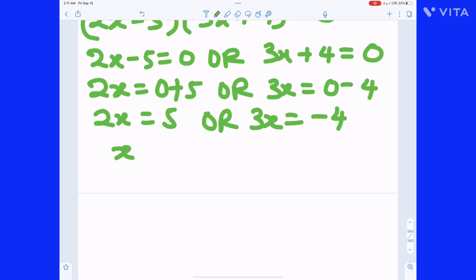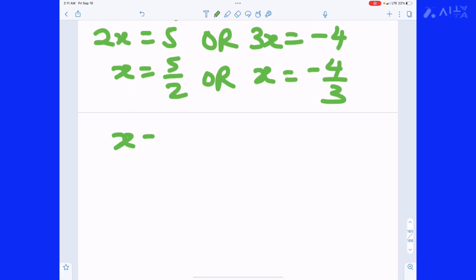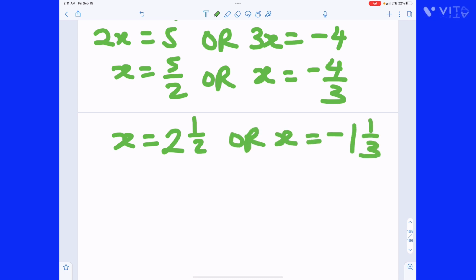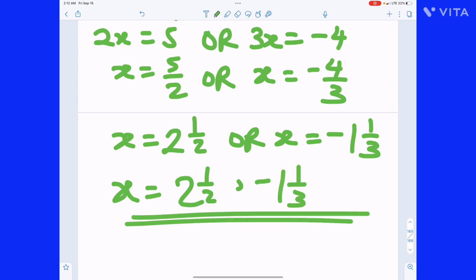That gives you x is 5 over 2, or x is minus 4 over 3. So x is 2 and a half, or x is minus 1 over 3. So x is 2 and a half, or minus 1 over 3. That's number 48.